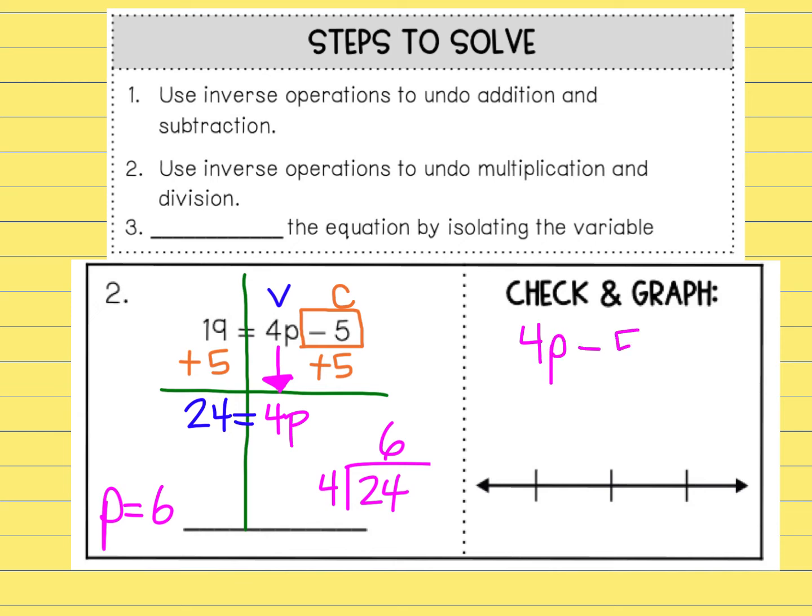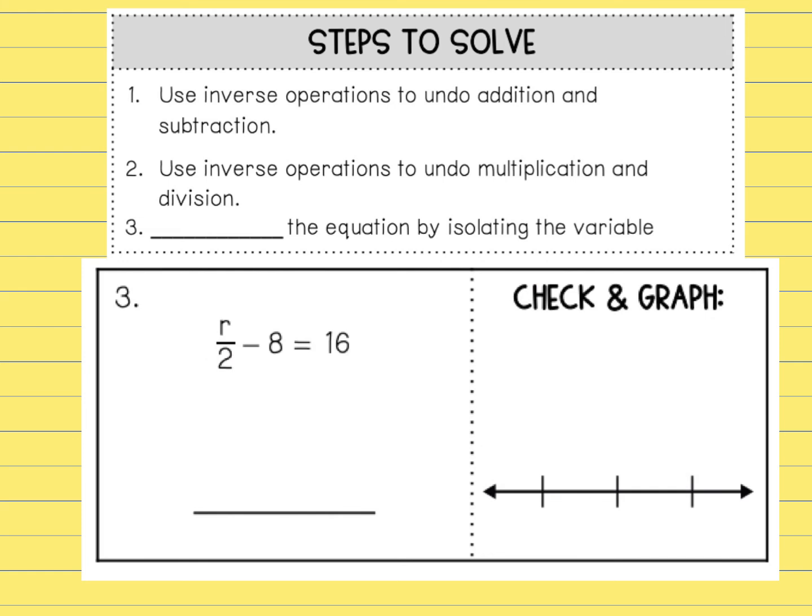4p minus 5. So 4p means multiply, and now we think it's going to be a 6. So I can substitute my 6 and say 4 times 6 minus 5. 4 times 6 is 24. 24 minus 5 makes 19. And my equation had 19 as the total by the equal sign, and that's what I got. So I know 6 is the correct answer.